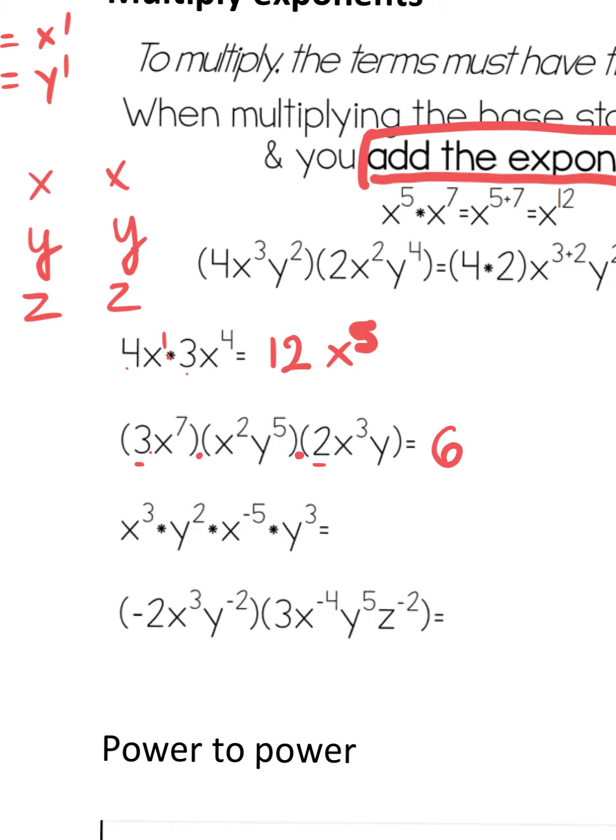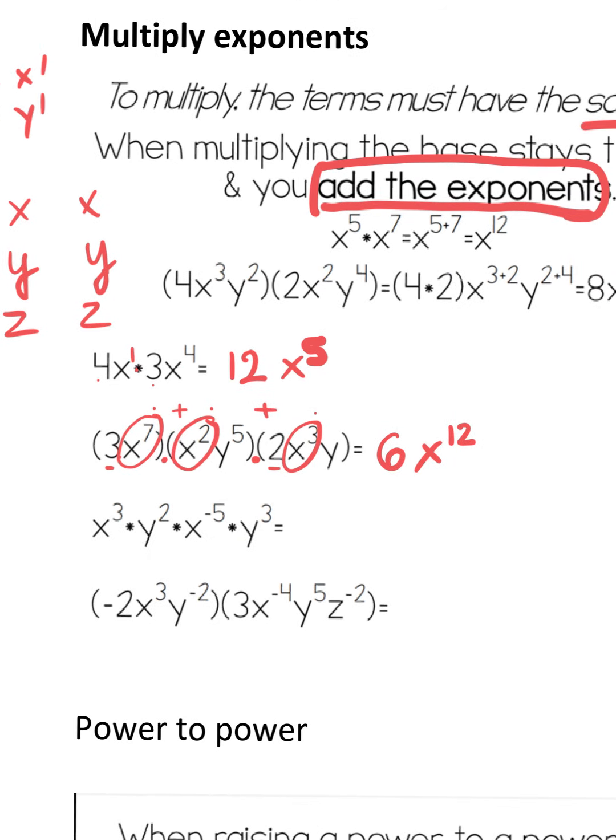And then we move on to x. We have x^7, x^2, and x^3. So we're going to add the exponents: 7 plus 2 is 9, 9 plus 3 is 12. Move on to y. y^5 and y^1. Y by itself means y raised to the power of 1. So 5 plus 1 is 6. Okay? Next one.